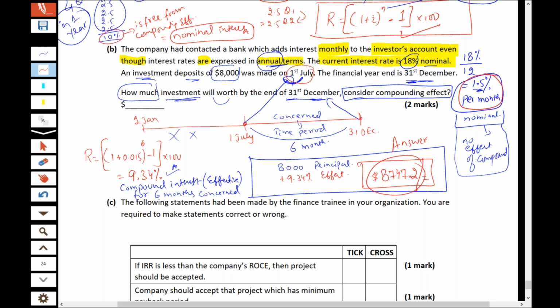Why have we taken the 6 months? Because we are concerned with the particular 6 months. It quite may be possible that most of the students have taken the power 12 here. See the circle. It may be possible that you have taken the power 12, and that would be giving you the wrong answer, 19.56. So it's the wrong answer, okay? Why? Because 6 months is my concerned time period. So I hope this addressed well.